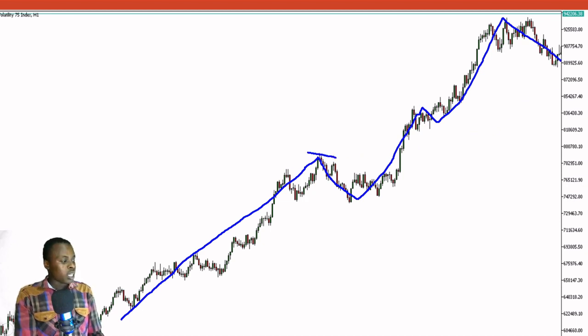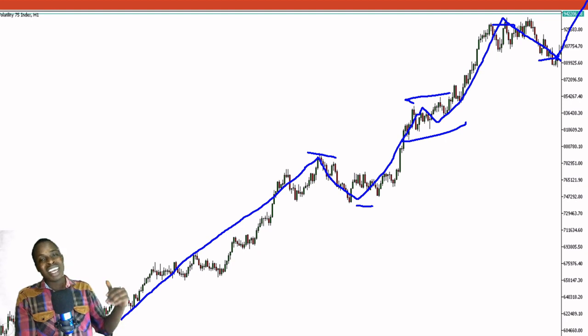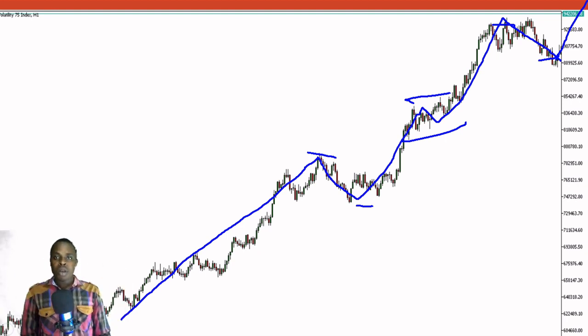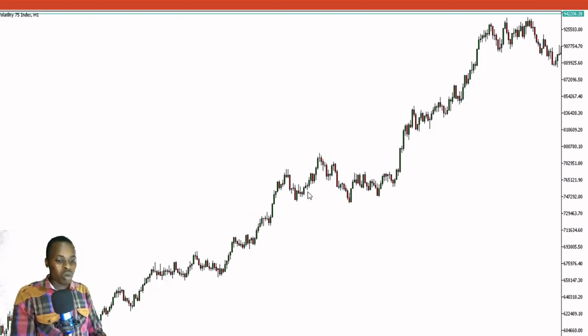Now you can see that this is a higher high, this is a higher low, higher high, higher low, higher high, higher low. And now if the market continues from here, it's possible that the market is going to move up. So in this type of market, you are always looking to buy because you make profits going up in an uptrend.